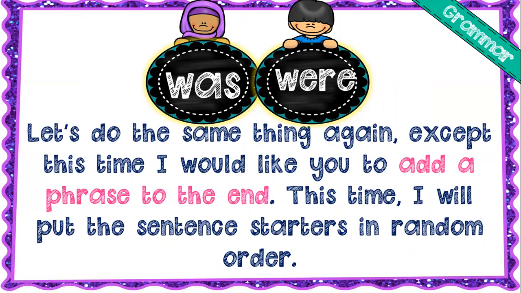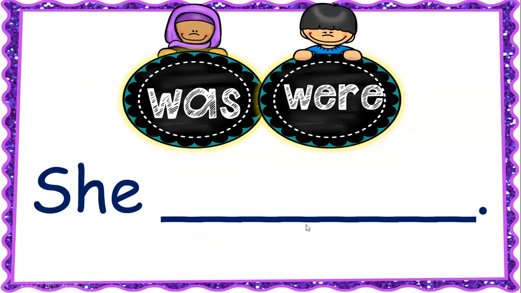Let's do the same thing again, except this time I would like you to add a phrase to the end. This time I will put the sentence starters in random order. So I'm going to give you a sentence starter and I'm going to give you an ending. So I'm going to add that phrase to the end. But before I give you my phrase, I want you to try to come up with your own phrase. See if you use the same form of to be, was, or were correctly. She, you add your sentence starter or your story starter, your ending, was super excited to be the first person in line.